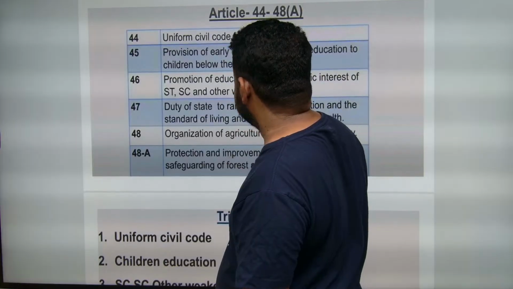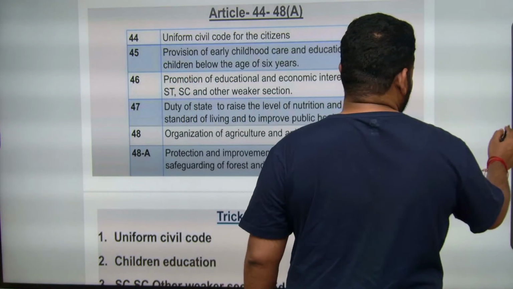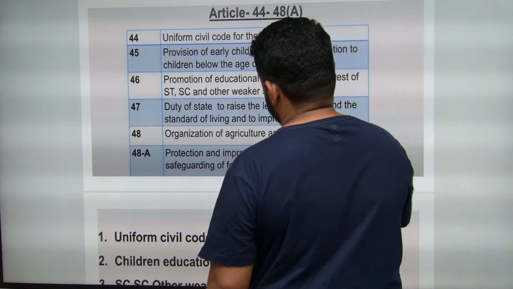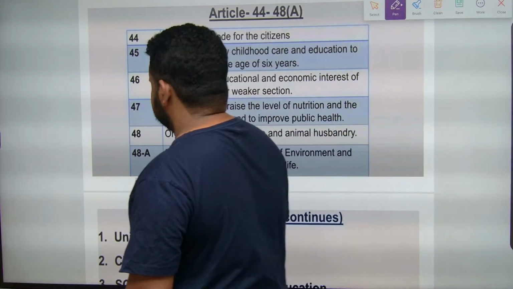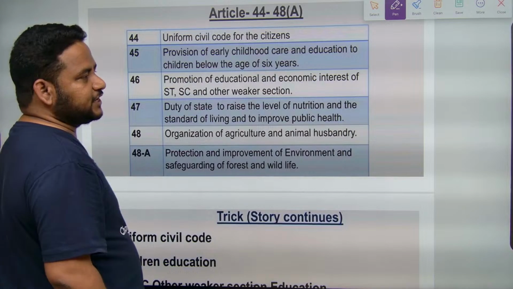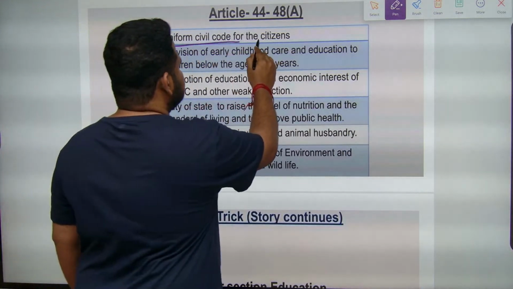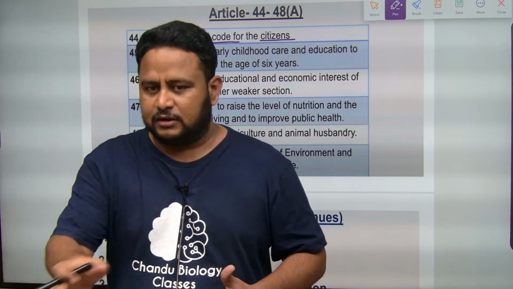Very important articles, article 44 to 48A. Now we are talking about article 44, the uniform civil code for the citizens. The word uniform itself says everything should be similar.